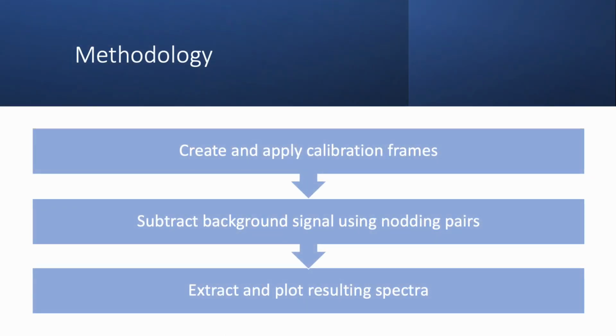We first began by creating a set of calibration frames to help us understand how external factors affected the data. Once those are applied, we subtract the background signal using nodding background subtraction, but more on that in a moment. Finally, we are able to extract the spectra to plot for analysis.